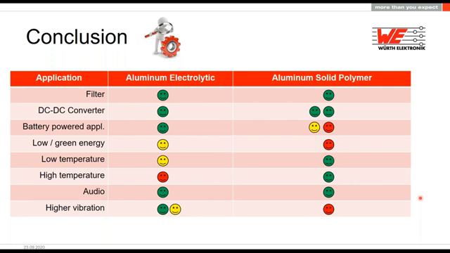For audio applications, this is really based on what you want to build. If there's a special need, you can also use both. Also for higher vibration, we would recommend using the aluminum electrolytic ones, because the polymer has a solid inside. The solid cannot really handle the vibration so well, and when you have a liquid inside, the liquid can handle the vibration a little bit better, and so we would recommend the aluminum electrolytic ones.